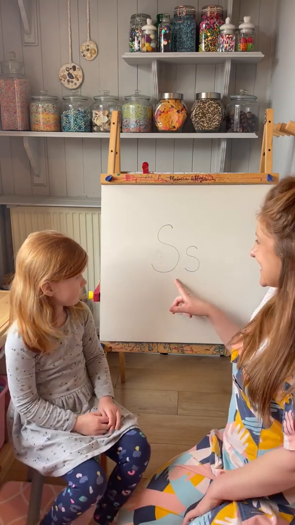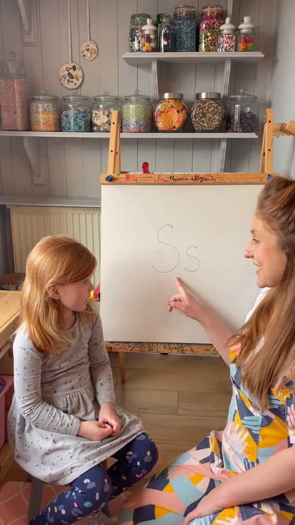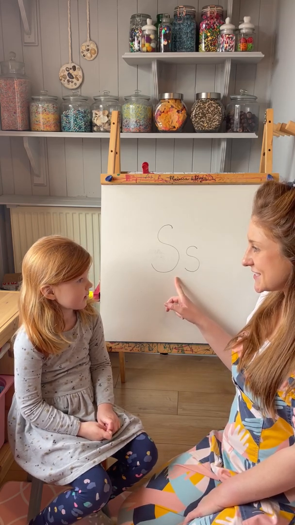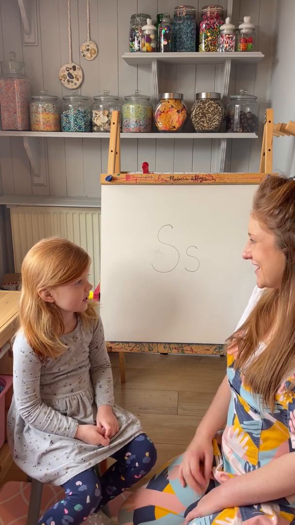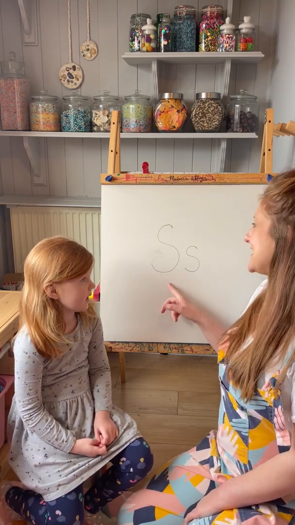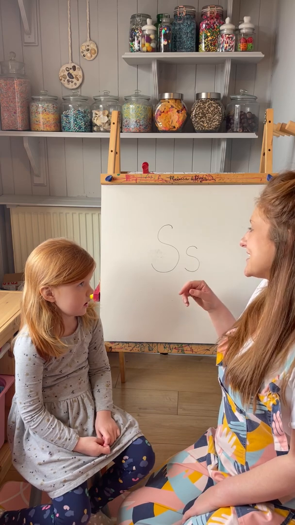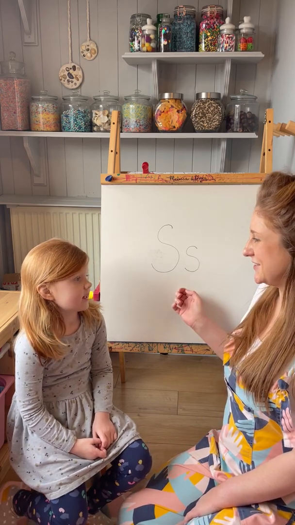So I would always show the children the capital and the lowercase example of the letter, and I would say, this is the letter S. It makes the sound S. Can you say S, Imi? S. Very good. Let's say it one more time. This is the letter S. And it makes the sound S. Brilliant. You want to do it a few times just to help the children remember it and get it stuck in their minds, and also help them with the pronunciation of it.